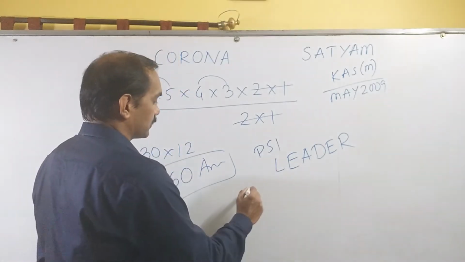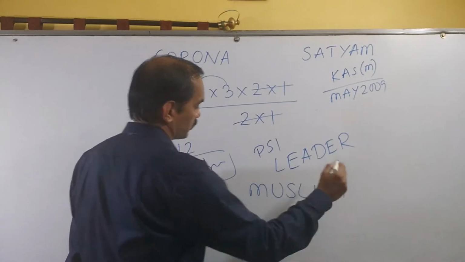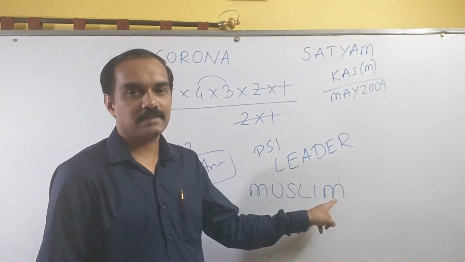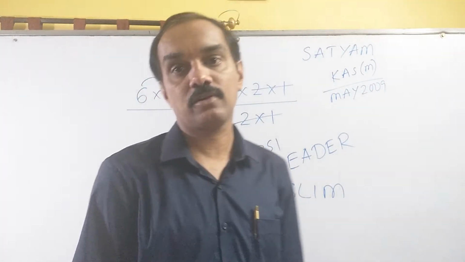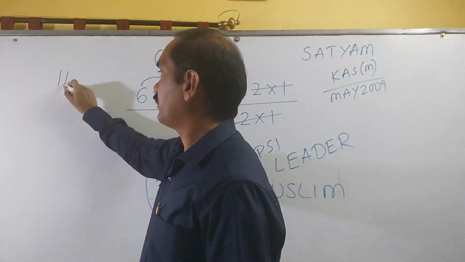How many different words can be formed by using all the letters of the word Muslim? 1, 2, 3, 4, 5, 6. Again the same answer, 360. So in all these cases we will come across 360. Now let us see different words.